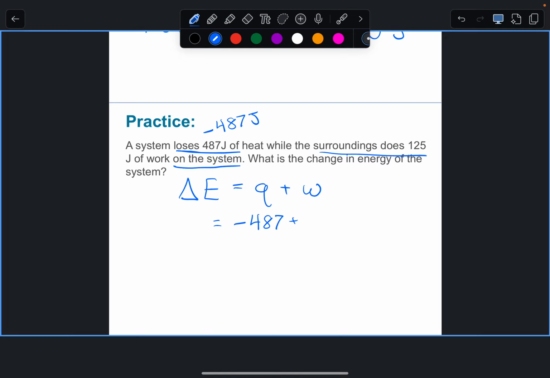And the work, at first it says it does 125 joules. No, the surroundings is the thing doing the work. It's doing the work on the system. So that means the energy is going into the system. So that's going to be positive. Okay, so there's heat energy leaving the system, but work energy coming in at the same time. So you should have an overall change in energy of 362 joules leaving the system.